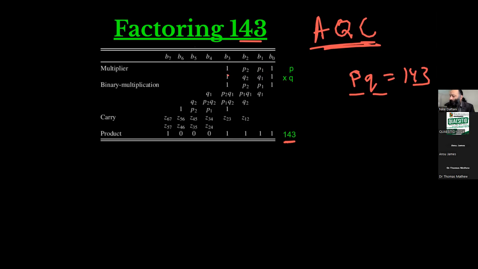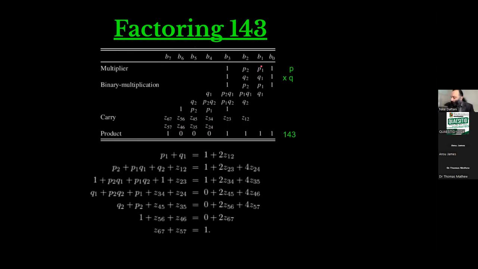And the first bit has to be a one, because if it's not a one, then it's not the first bit. So P1, P2, Q1, Q2 are all variables. And we're going to multiply P times Q to get 143. Now, when we do this long multiplication, the way we did when we were 10 years old, we will get a set of equations.